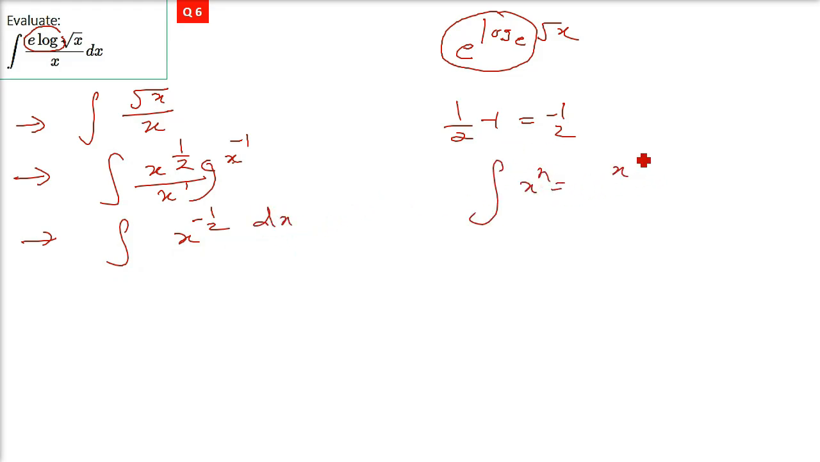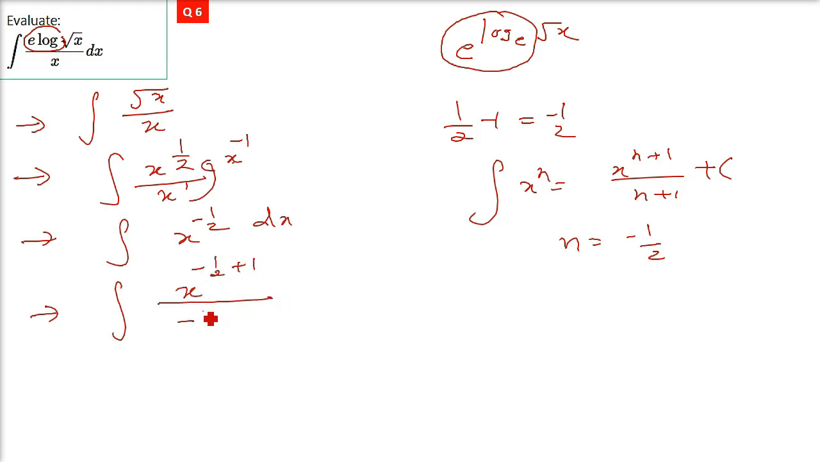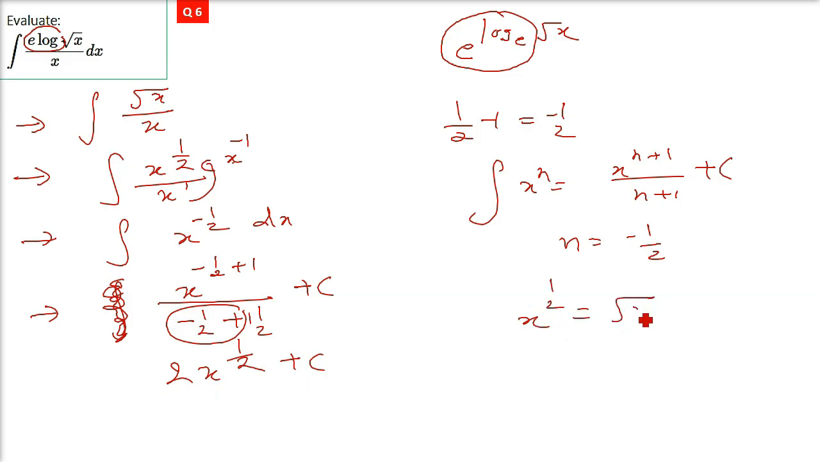So the integration of x raised n is x raised n plus 1 divided by n plus 1, plus constant of integration. n is negative half here. So it is x to the power minus half plus 1 divided by minus half plus 1. The integration is already done, so you can just remove the integral sign. x raised 1 minus half is x raised half only. The denominator is 1 minus half, which is half, and that 2 will go up. So twice of x raised half is twice of under root x. Initially also I told you this is 2 under root x plus c, which is the final result.